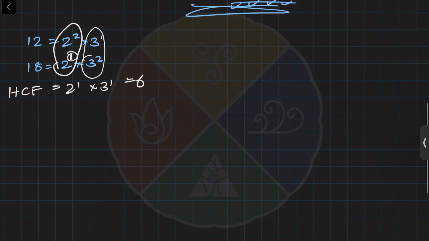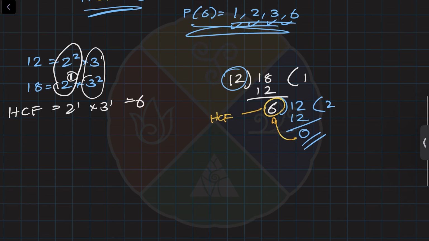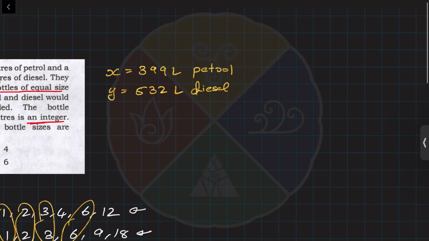Second way is take the bigger number, divide that with the small number. It will go one time, subtract, balance is 6. Now take the previous divisor and divide that with the current remainder. 2 times 12, 0. Whenever you get 0, the value you used for dividing will be your HCF. So this is an easier method to find HCF, especially when the number is big.